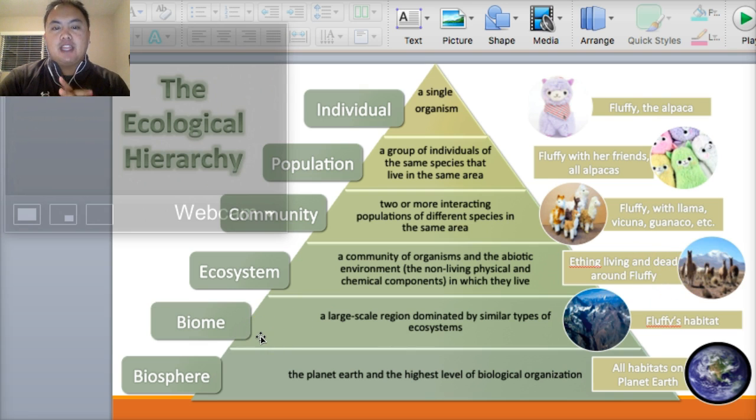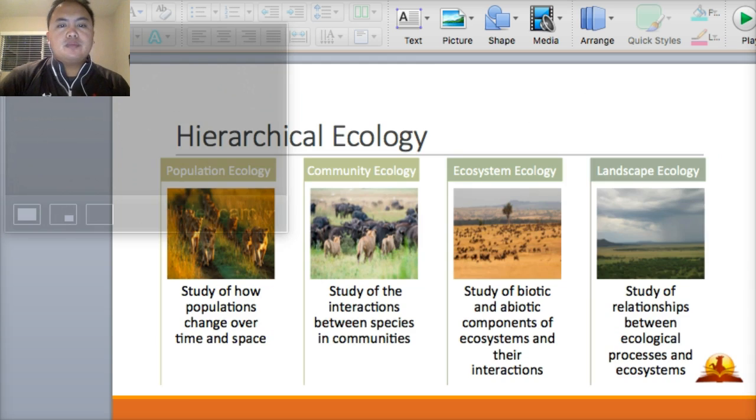A biome is a large-scale region dominated by different types or similar types of ecosystems. And a whole bunch of biomes make up the biosphere, and in actuality, the biosphere is Earth. Okay, so now that you know the order of rank and hierarchy in ecology. Hierarchical ecology. So in talking about different ecologies, here are the different hierarchies.